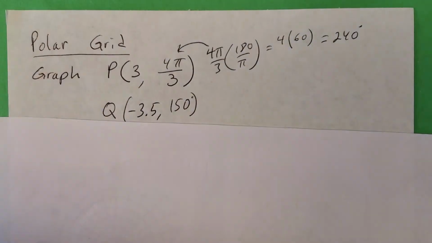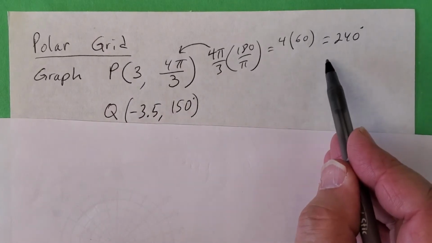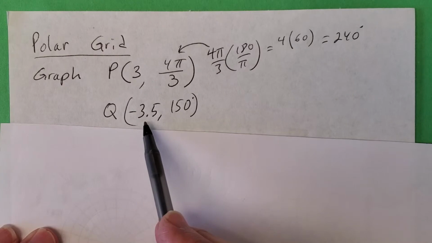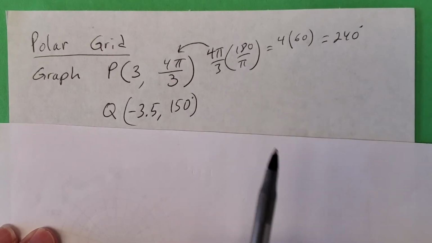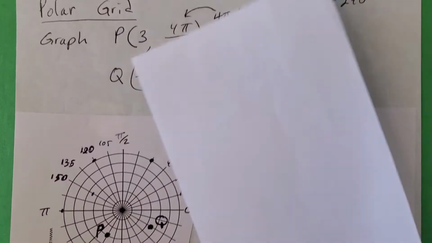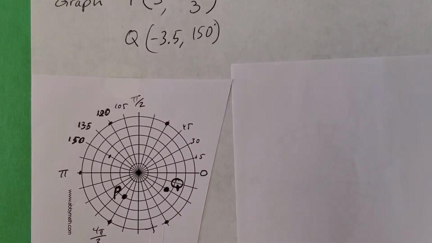So what do we want? We want 3 units out at 240 degrees. And then we want negative 3.5 units, 150 degrees. So, in class, I'll give you grids. So here's a grid.